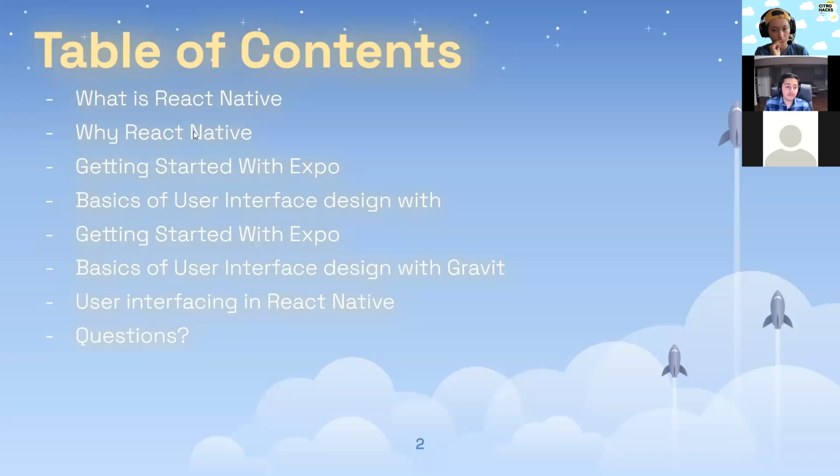Then from there, we'll go from basics of user interface design with Gravit. I don't know why that didn't show up, but Gravit is essentially an Illustrator clone, but it runs on the web, so it's accessible to most people, and so that's why I personally chose it. And then from there, we'll go to user interfacing in React Native. So the user interface that we designed in Gravit, how do we reflect that in React Native? And lastly, we'll have a few questions if anybody's a bit confused or maybe wants to ask about React Native.